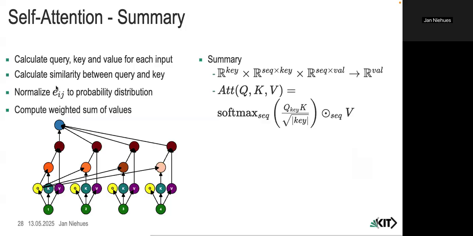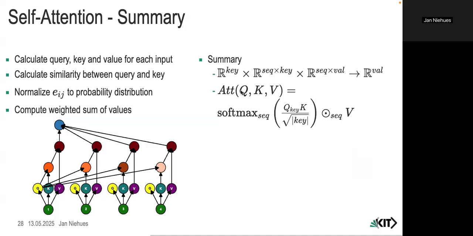So in summary, you have four different steps. First, you calculate your query, key and values. Second step, you calculate your similarity. Third step, you normalize your similarities to be a probability distribution. And finally, you do the weighted sum.